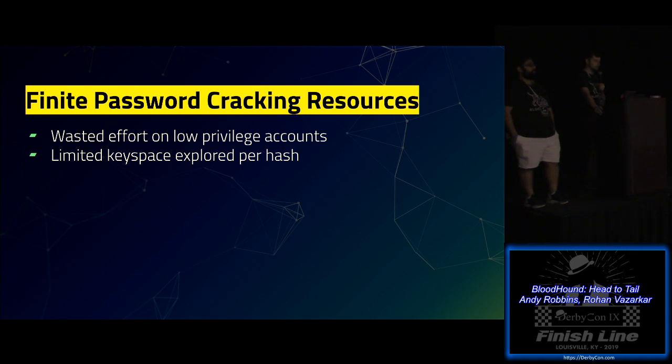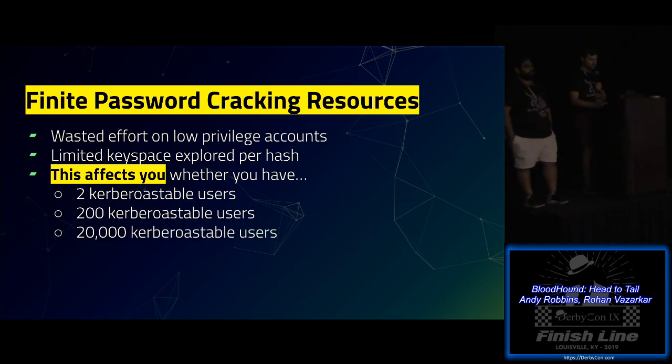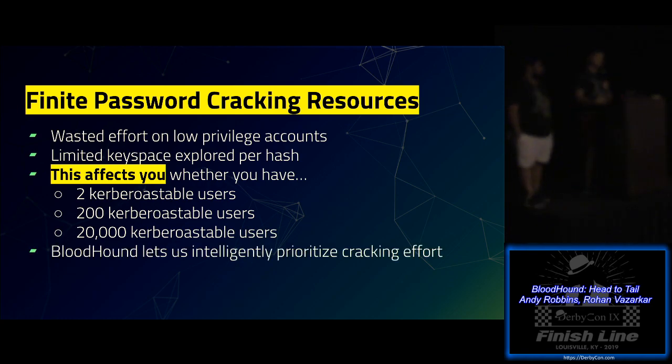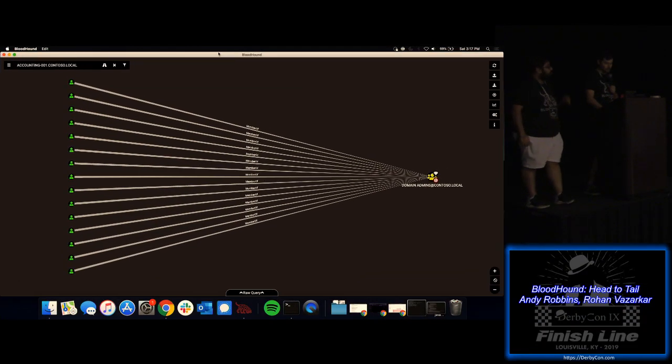That means that we're wasting effort on low privilege accounts by doing parallel offline password cracking efforts across many different users. That also means that there's limited key space you can explore per hash that you're trying to crack. So what if you're doing key space of 1 through 6 characters that are printable, but the domain admin password was 7 characters long? And you didn't get there because you were focusing on all these other accounts that don't matter. And this affects you whether you have 2 Kerberoastable users, if you have 200 Kerberoastable users, or if you have 20,000 Kerberoastable users, which we have seen. Good Lord.